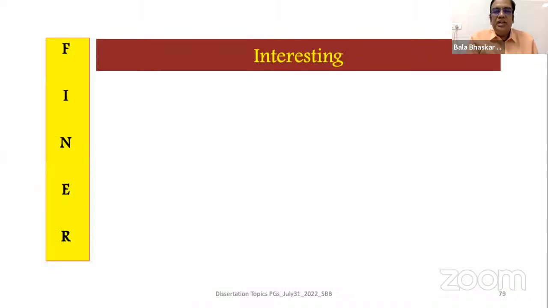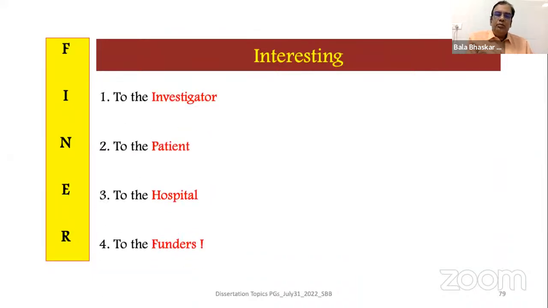So apart from feasibility, which is very important, as I said, it should be interesting. I is for interesting in the mnemonic. The topic that is chosen should be interesting to the investigator. When I say investigator, it is the postgraduate and the guide. Number 2, it should be interesting to the patient. Why am I talking about the patient?